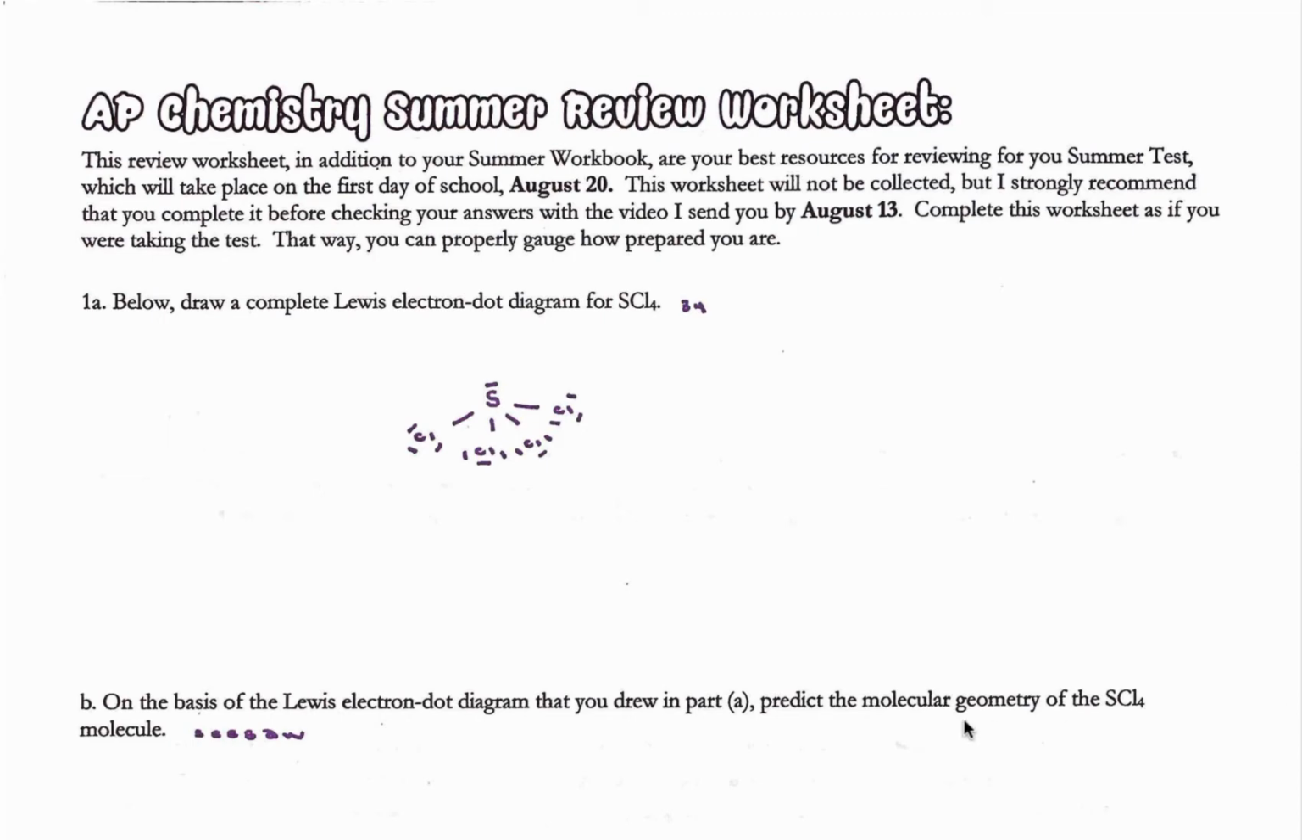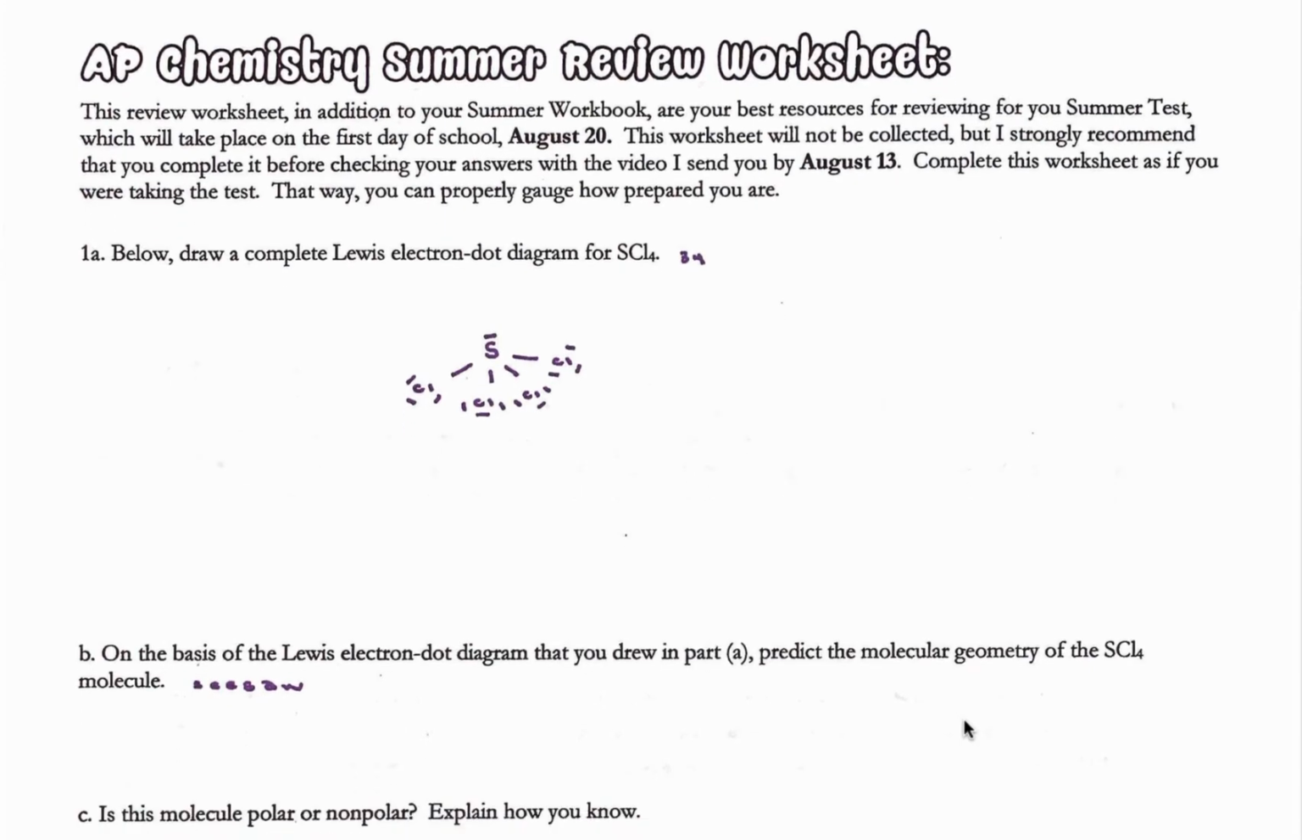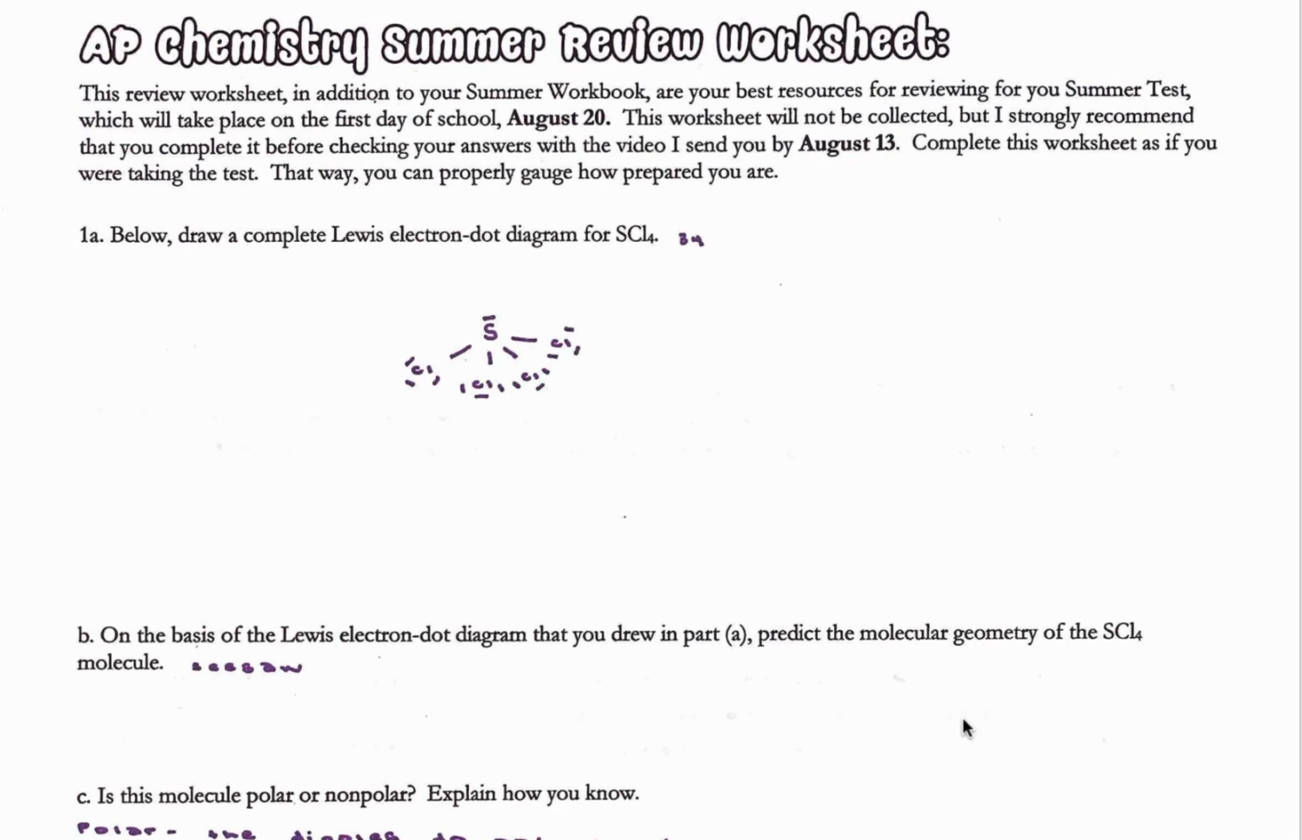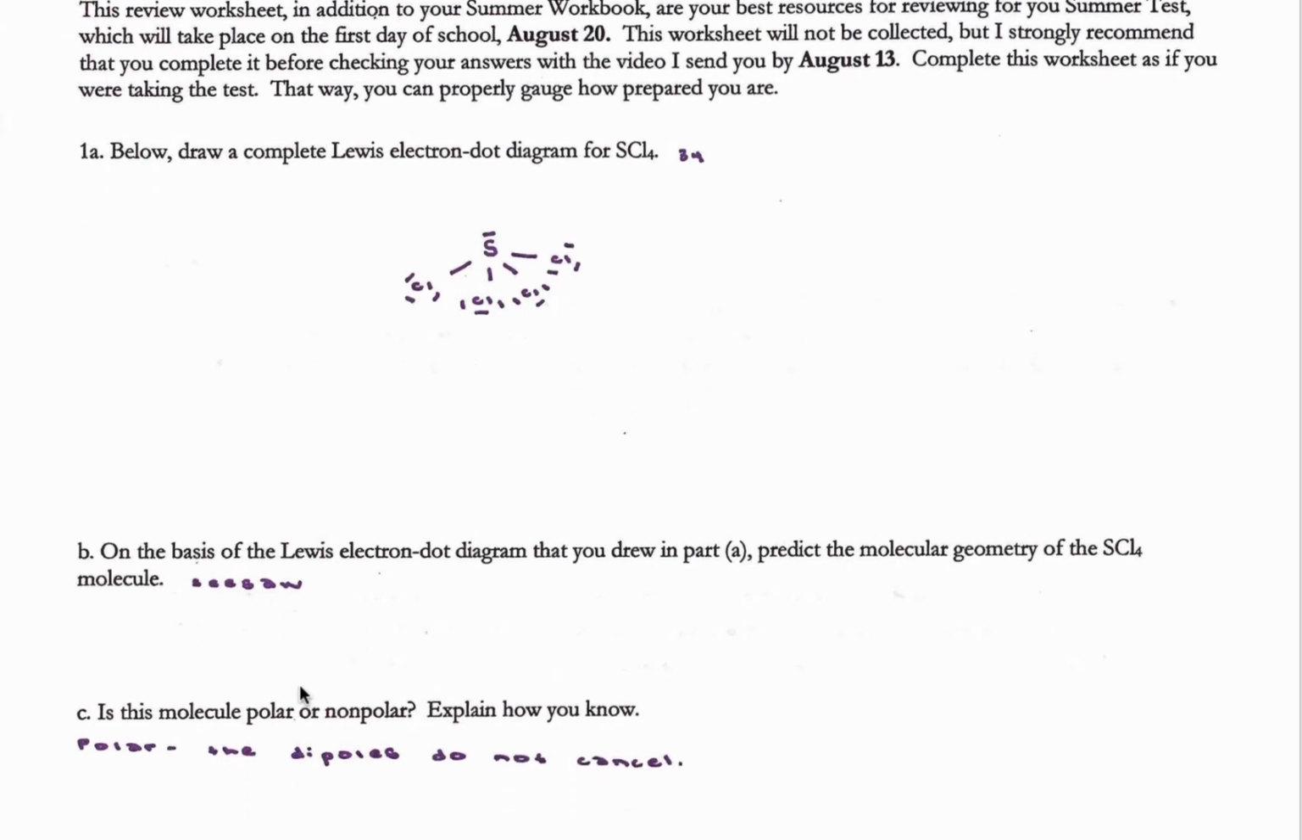So for 1A, it says, below draw a complete Lewis electron dot diagram for SCl4. So SCl4, when you count the total number of valence electrons, it has 34. And so this is the structure that I drew. Because its electron domain geometry is trigonal bipyramidal, it has 4 bonding and 1 non-bonding domain, the molecular geometry is going to be seesaw.